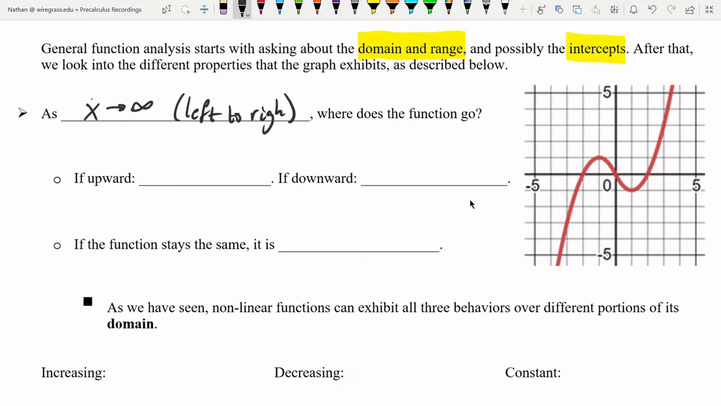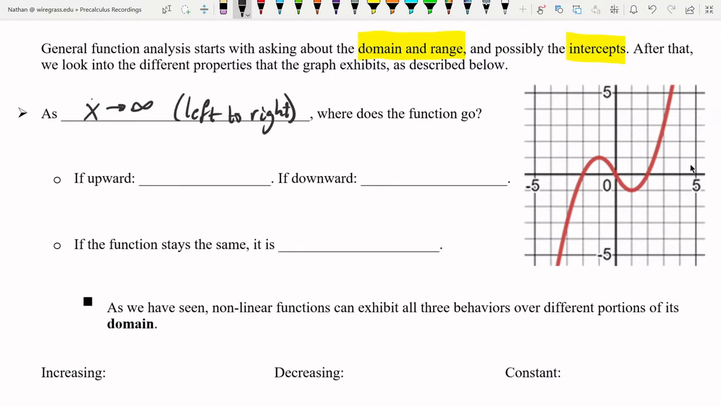Now, it's important to note that this is different than looking at the end behavior of a function. In this case, we have a function here. This is going to be some kind of polynomial. It's a cubic polynomial, most likely. It goes down as we go to the left and up as we go to the right. That's the end behavior. But here we're talking about not the end behavior, but how does a function behave as we go only left to right.